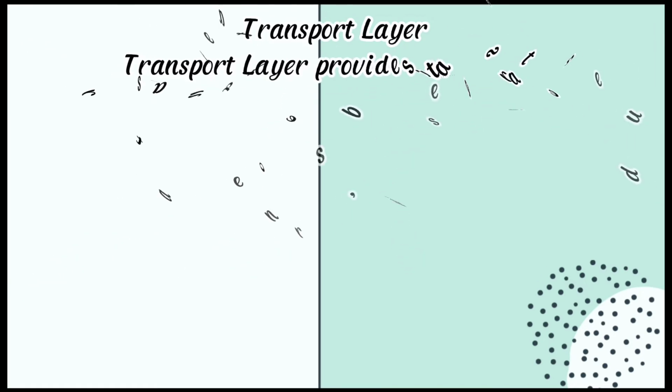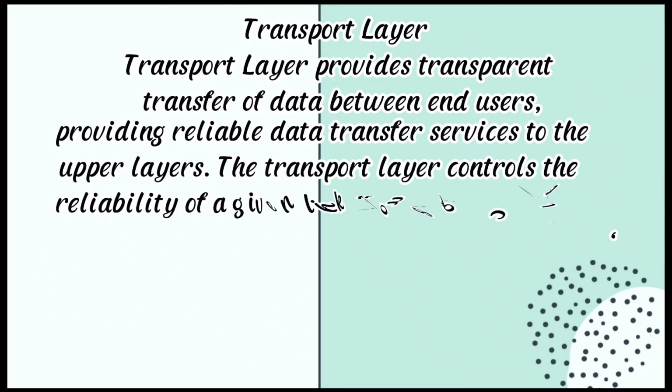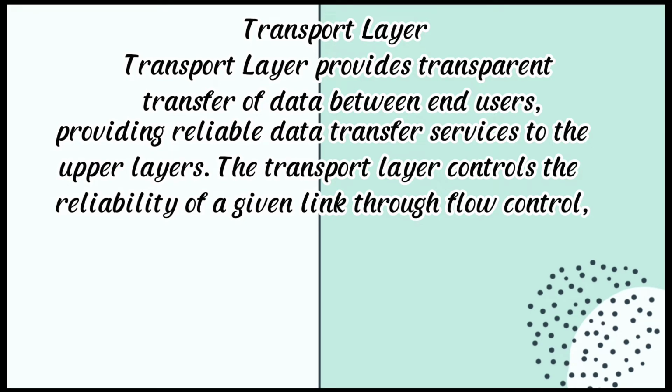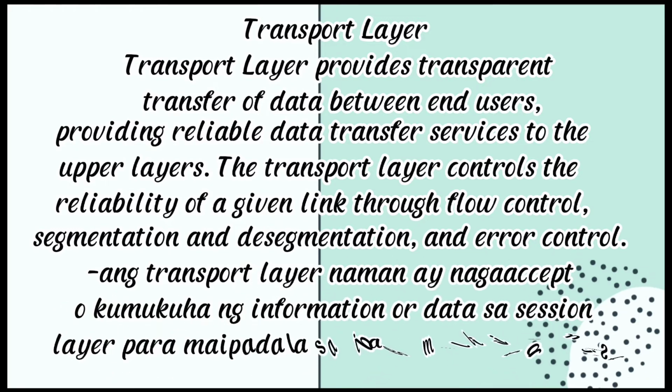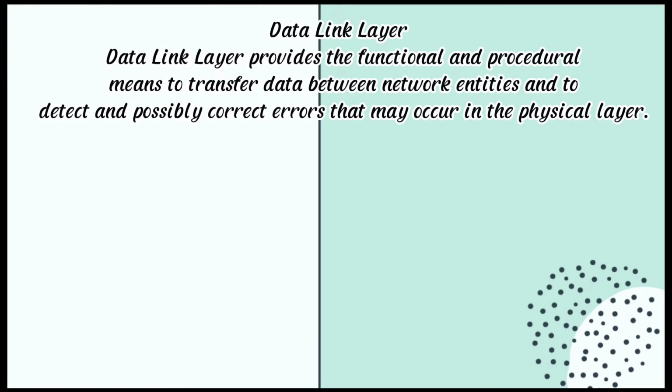Transport layer provides transparent transfer of data between end users, providing reliable data transfer services to the upper layers. The transport layer controls the reliability of a given link through flow control, segmentation and desegmentation, and error control. Ang transport layer naman ay nag-aaccept o kumukuha ng information or data sa session layer para maipadala sa ibang maliliit na units.